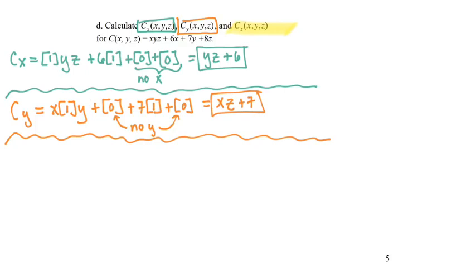The final question is the derivative about the z variable. xyz has a z, so the x and y in front of the z stay, and the z turns into a 1.